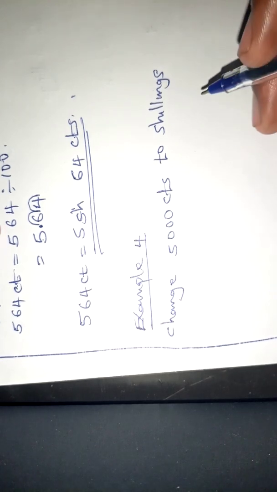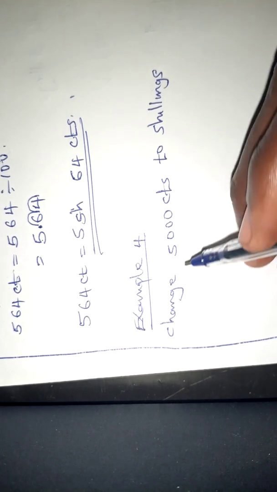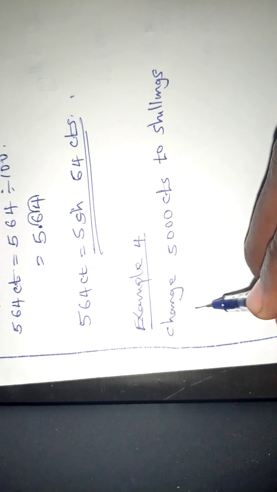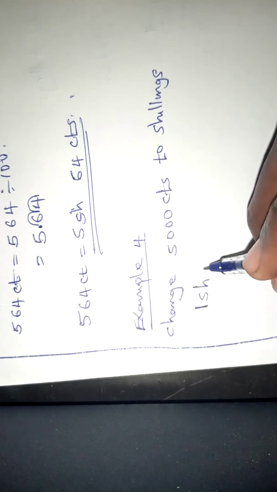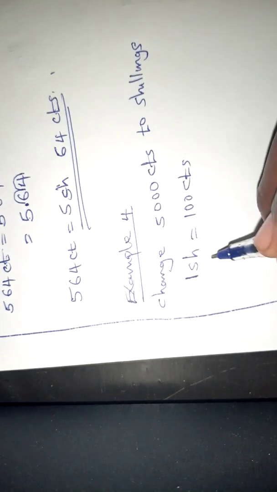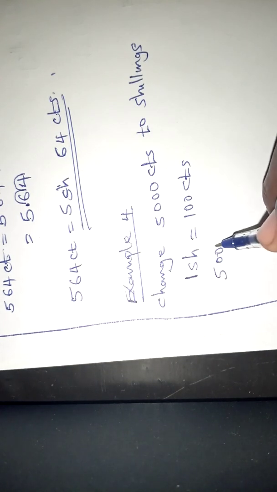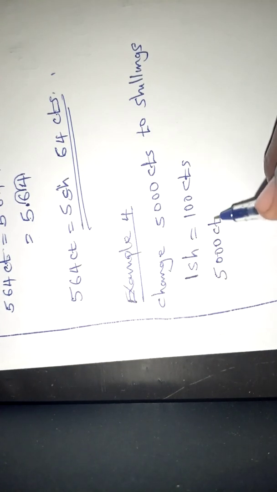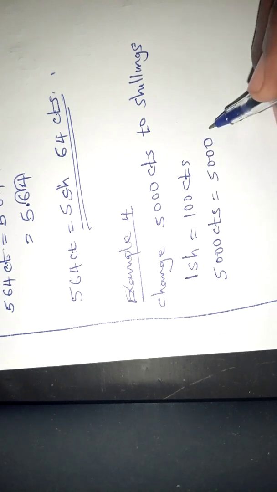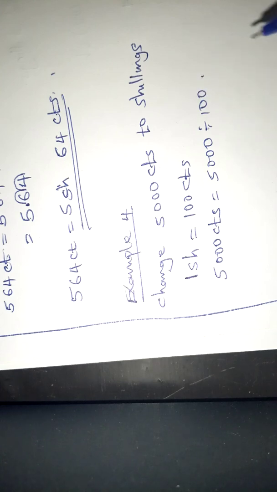Think you are there. Look at example 4, which says change 5,000 cents to shillings. As usual, start with 1 shilling is equal to 100 cents. So 5,000 cents is equal to 5,000 divided by 100.